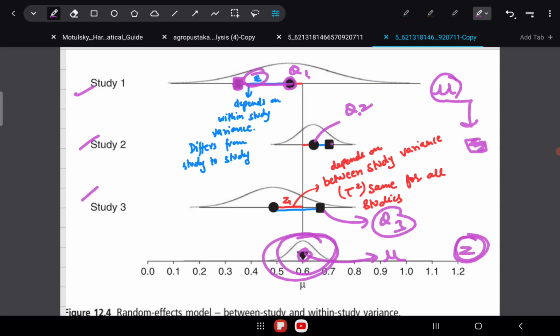That is attributed to between study variance. Then there is one more variation, which is the difference between the true effect of the study and the observed effect of the study, and that difference is denoted by epsilon, which is nothing but the sampling error, which may amount to 0 when the sample size of the study is infinity. Same concept as it was in fixed effect modeling, right?